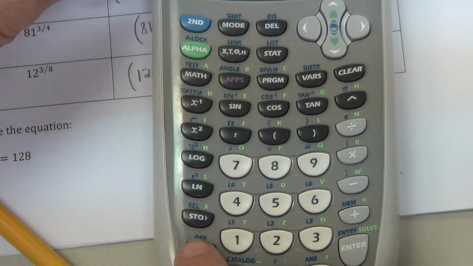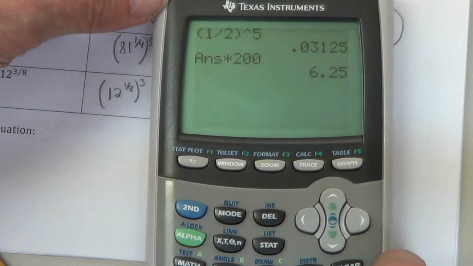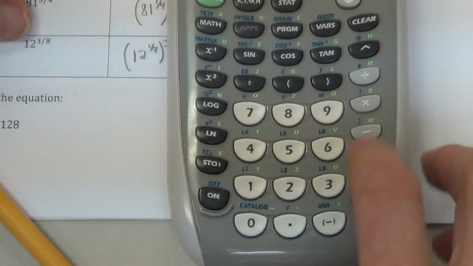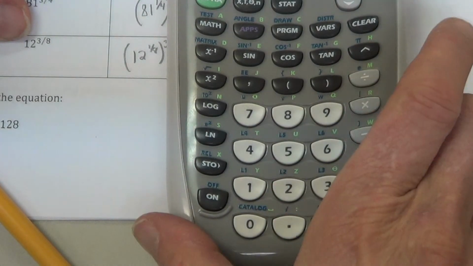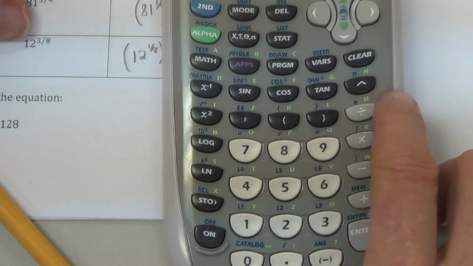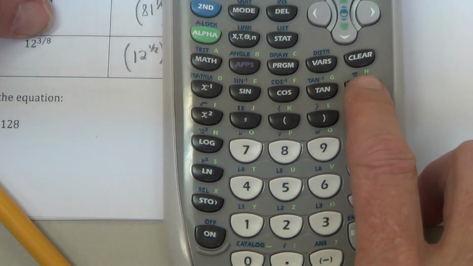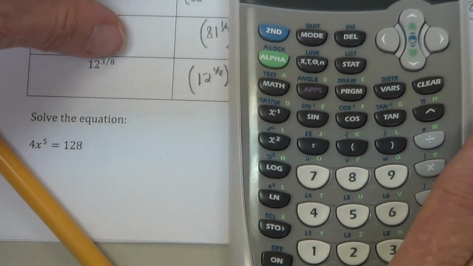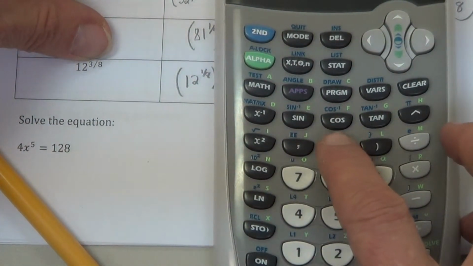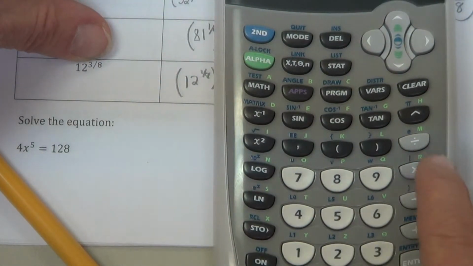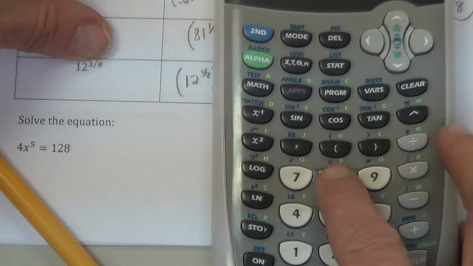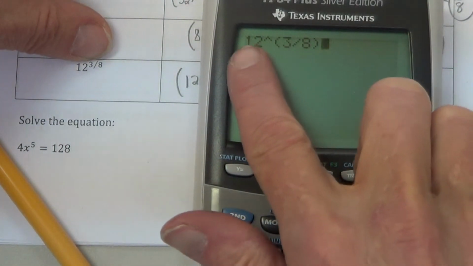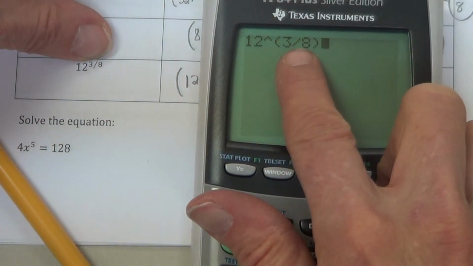What you would do is you turn it on. You'll have a flasher across there, clear your screen. Now you take that 12, you type in 12, then to get to the exponent, go to this little caret symbol, and now you're going to raise it, because it's a fraction of 3/8, because you're going to raise to the 3/8, you need to put it in a parenthesis. 3 divided by 8 and then close the parenthesis. So there's what your screen should look like. 12 raised to the 3/8.